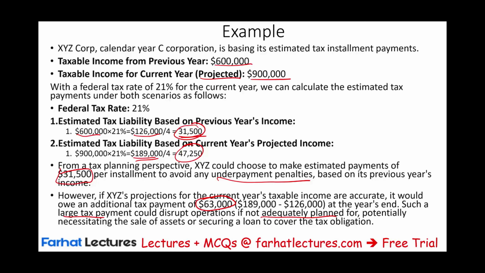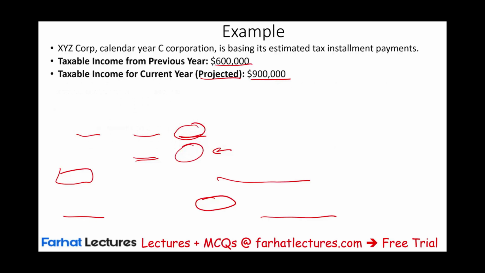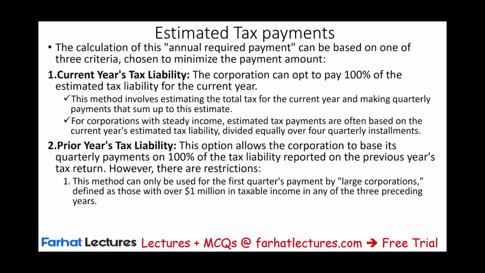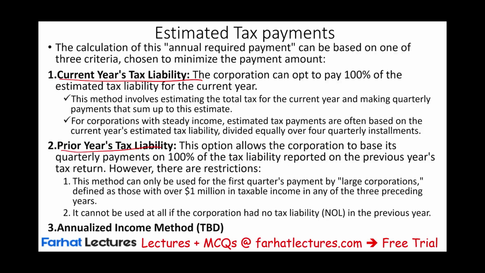Therefore, you want to make sure, if I pay $31,500, am I going to be able to pay the difference with my tax return? Otherwise, let me pay $47,250 quarterly. This way, I make sure I have the money and I am not caught short at the end of the year. So this example illustrates the two methods that I discussed on this slide, the current year tax liability versus the prior year. In the next session, I will look at the annualized income method. Again, as I mentioned, the annualized income method is worth one whole session.